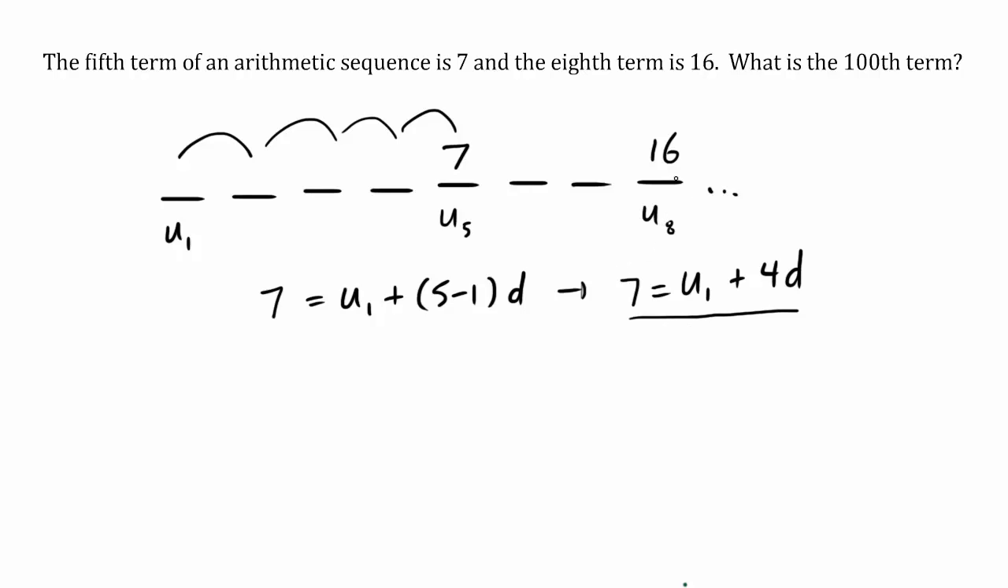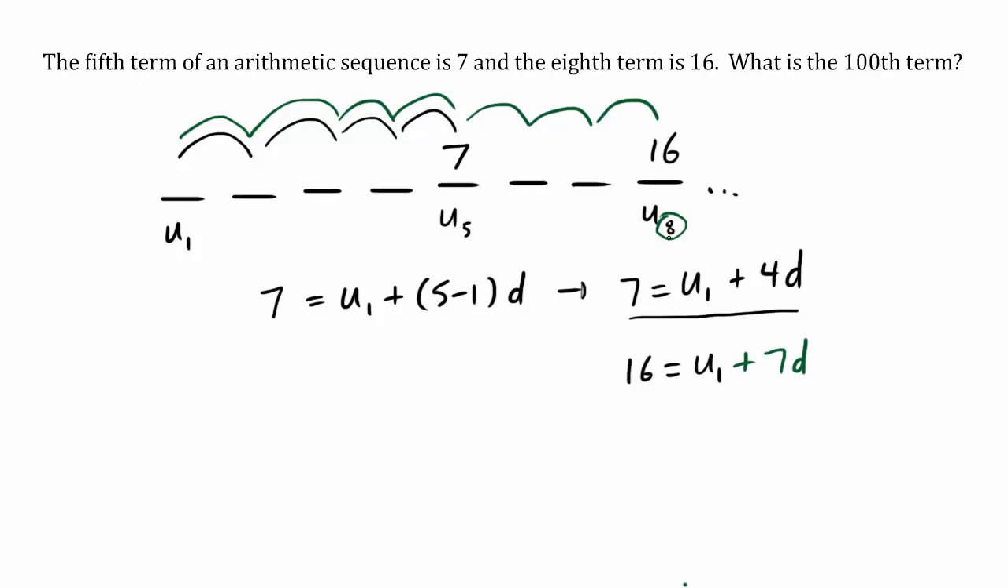Similarly, we have 16. This is the 8th term here, equal to U1. And when you think about it, how many jumps does it take to go from here to here? 1, 2, 3, 4, 5, 6, 7 jumps. So we're going to say plus 7D. And by the way, the number of jumps from the beginning is simply 1 less than the actual n number here.